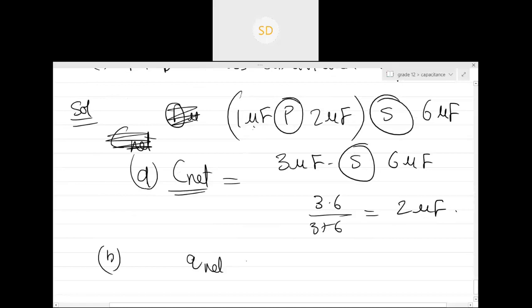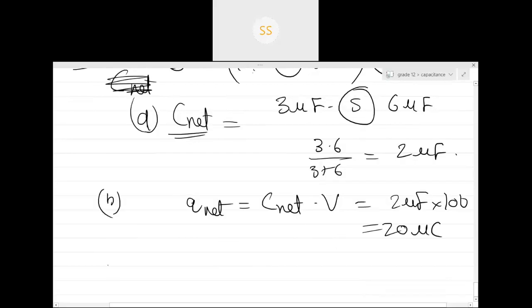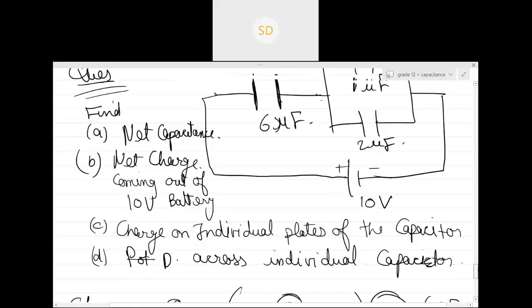Anyway, the net charge coming out of the battery will be C net multiplied by V, which will be 20 microcoulomb. Yes or no? So how much charge is coming out of the battery? 20 microcoulomb. Okay. So tell me what will be the charge on this plate of the capacitor?